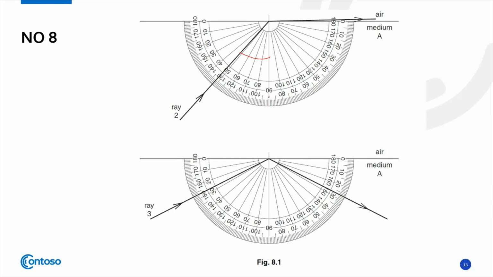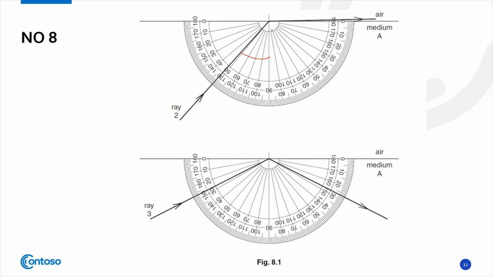Remember, we measure the angle of incidence from the normal. The normal is the position of the 90 degrees here. So, from 90 degrees, let's count until the position of the incident ray: 10, 20, 30, 40, and then another 2 degrees here. So, the angle of incidence for measurement number 2 is 42 degrees.